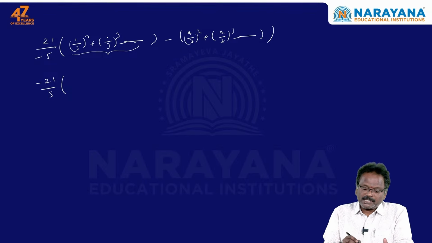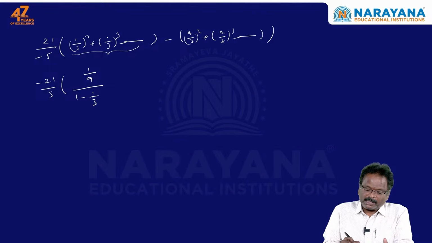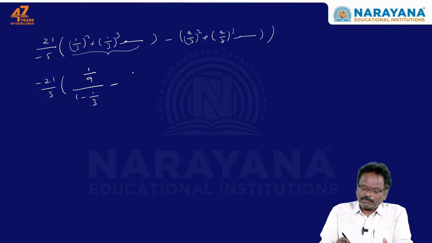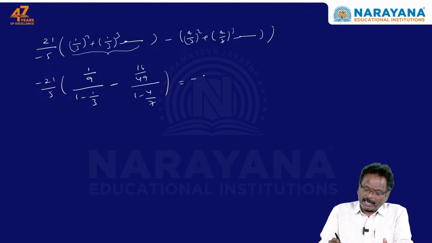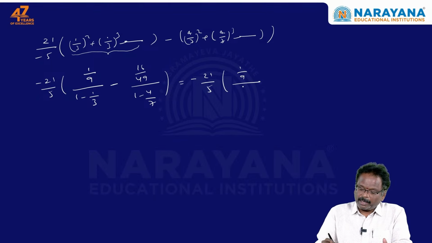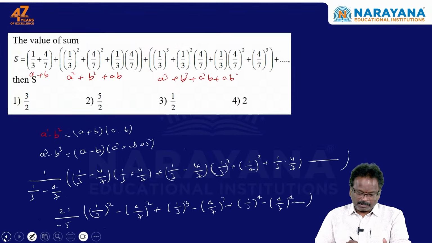The sum of an infinite GP is a by 1 minus r. A means first term, 1 by 3 whole square, 1 by 9, by 1 minus 1 by 3, r is 1 by 3. This is 4 by 7 whole square, 16 by 49, by 1 minus 4 by 7. Simplify this. Minus 21 by 5. 1 by 9 by 2 by 3, 16 by 49 by 3 by 7. So simplifying this, we will get 5 by 2. So for this question, the answer is 5 by 2.